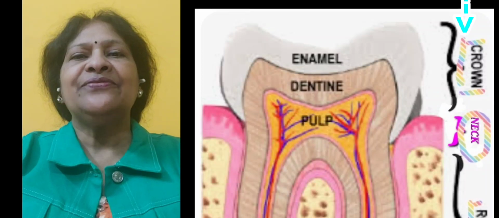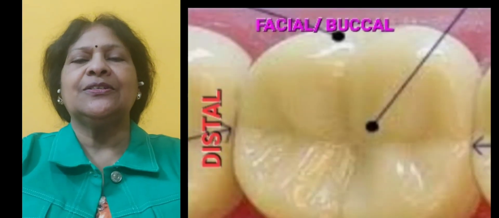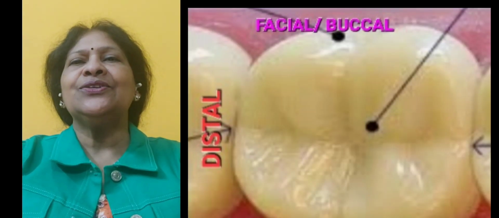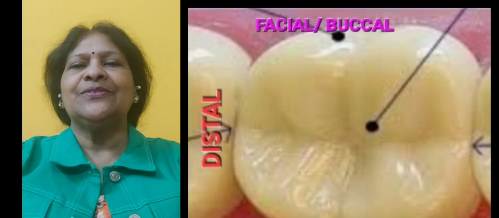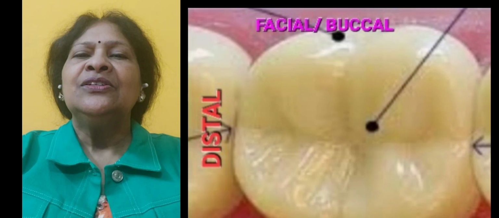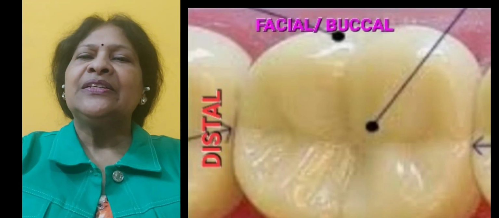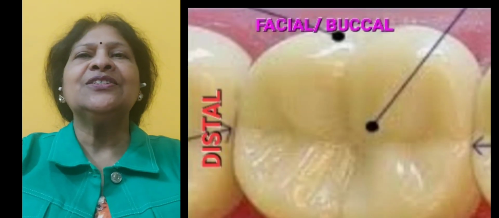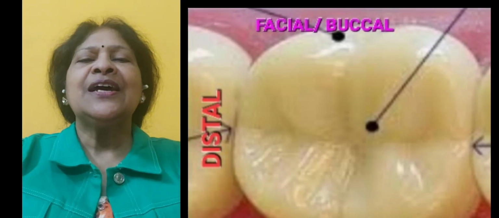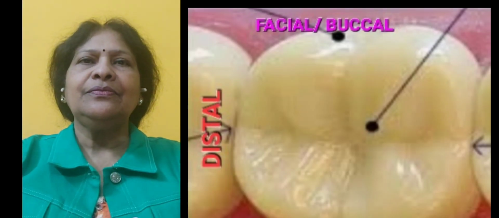A surface that faces towards your lips or your cheeks is called the facial surface or the buccal surface. It is called the facial surface when it is the surface for the incisors and the canines. But the surface is called the buccal surface when it is for the premolars and molars, because they are more towards the cheeks rather than towards the lips.